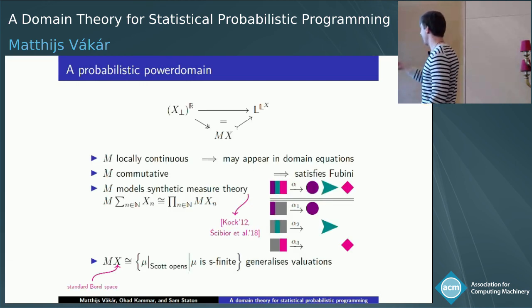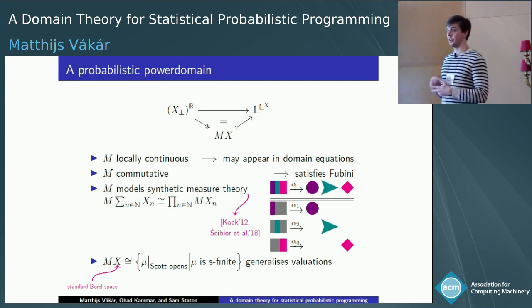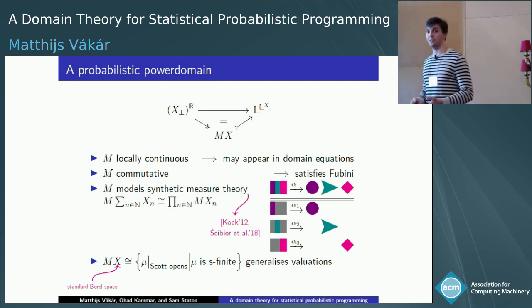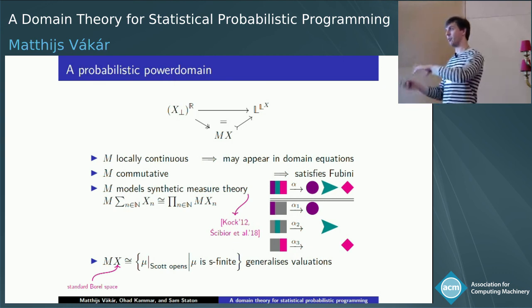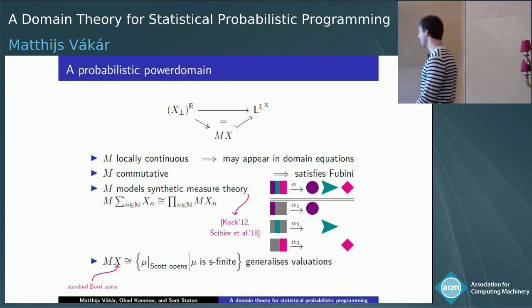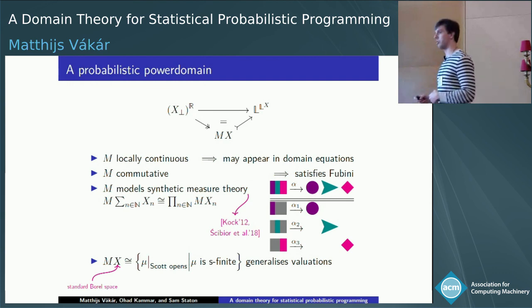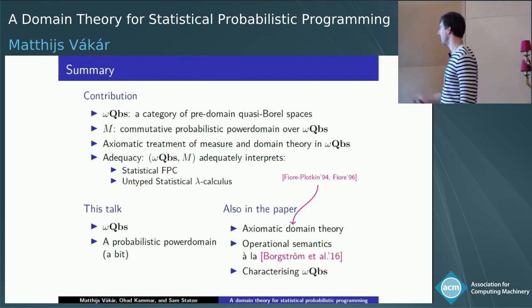Now, this monad has a lot of good properties. You can use it in recursive domain equations. It's commutative. Importantly, it satisfies the rules of syntactic measure theory, if that means anything to you. But it means you can interpret an integral calculus in this category and port proofs from traditional measure theory. And importantly, when we have a standard Borel space, it reduces to just ordinary valuations, and in this case, S-finite valuations. So that's a connection with some of the more traditional probabilistic power domains.